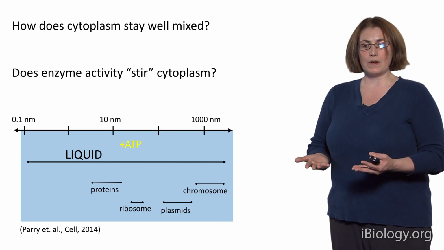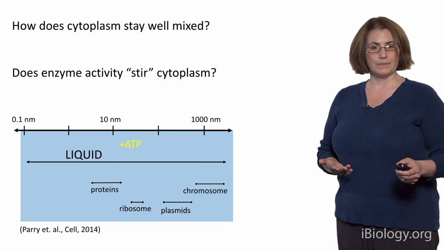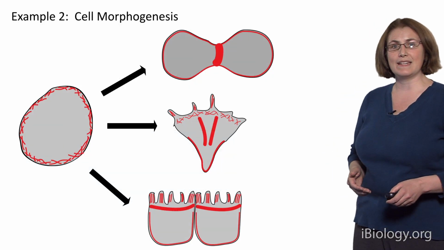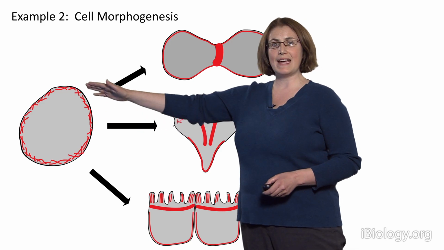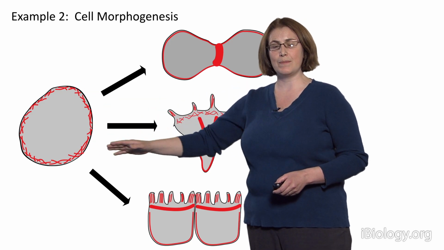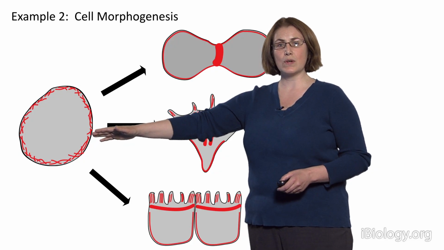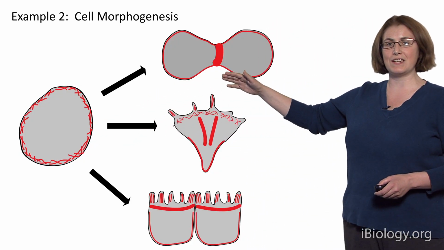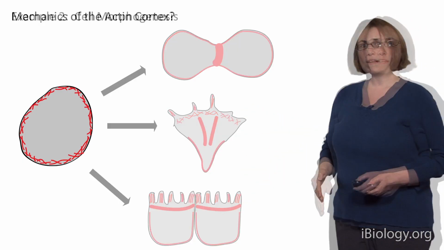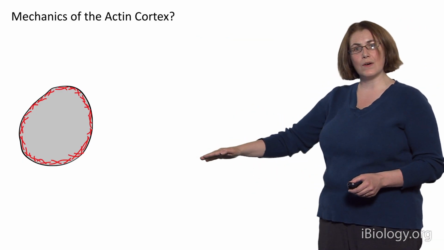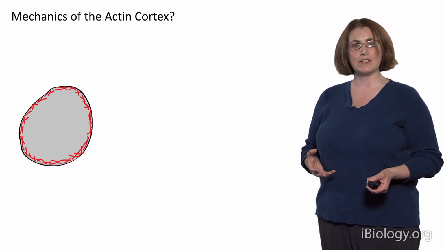That is, could a cell effectively transition itself from being liquid-like to solid-like depending on its life stage? The second example I'd like to talk about is in cell morphogenesis. At the outer cell membrane, there's a dense network of filamentous proteins known as the actin cortex, and this actin cortex is responsible for cell shape changes that you see during cell division, cell migration, and tissue morphogenesis. So what is the mechanics of this outer polymer network that enables a cell to do these robust shape changes?